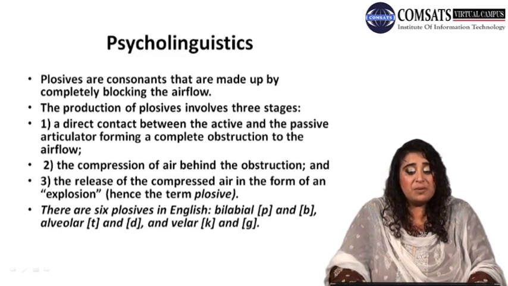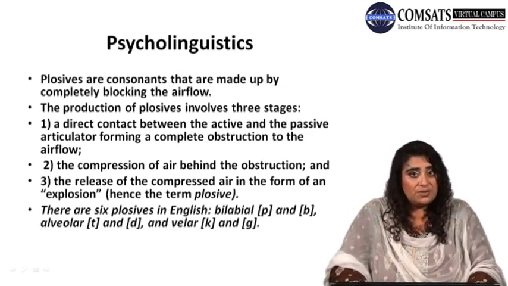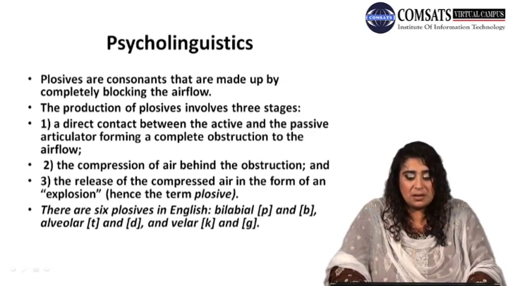Now, there are 6 plosives in English. Bilabial, which would be P and B. Alveolar, which would be T and D. And velar, which would be K and G. We have studied these in one of our earlier lectures, so you can refer back to those lectures to make sure what these are.